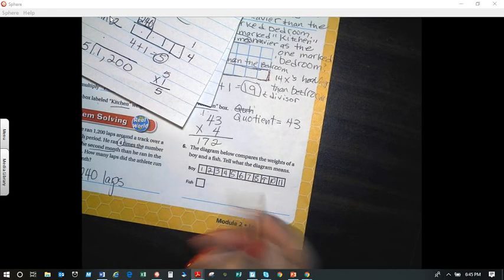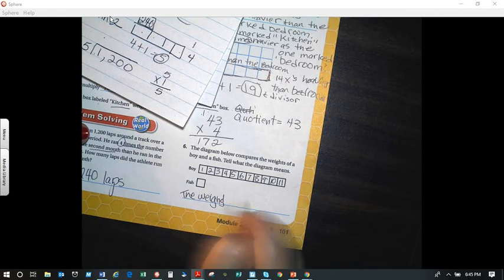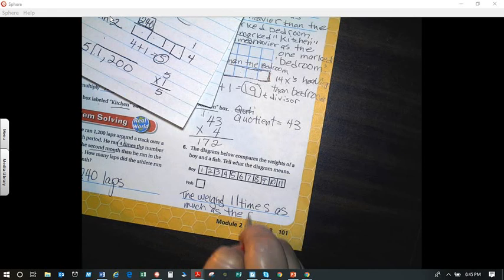Okay, so the boy weighs 11 times as much as the fish. Because he has 11 times as much as this one little fish. Okay? All right, let's flip it over.